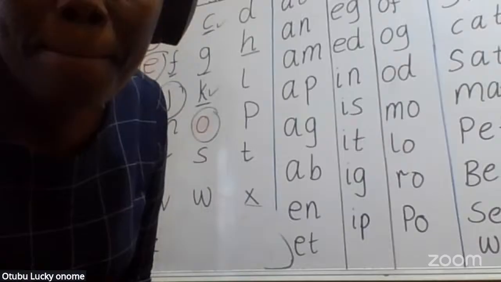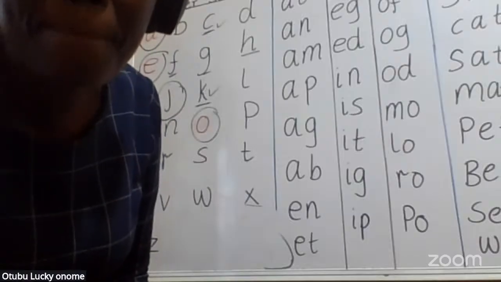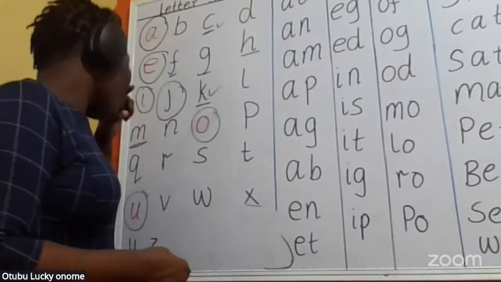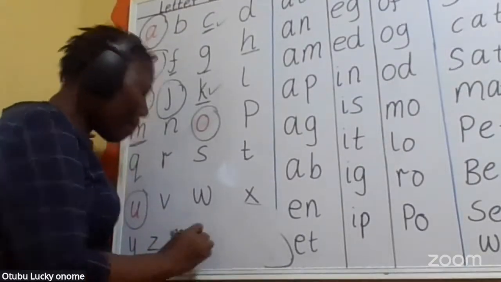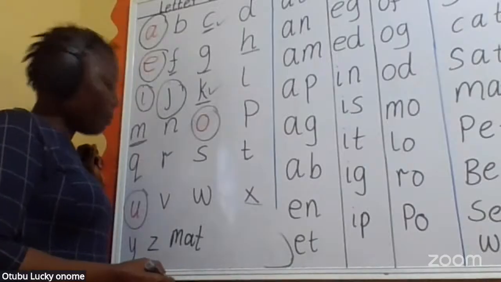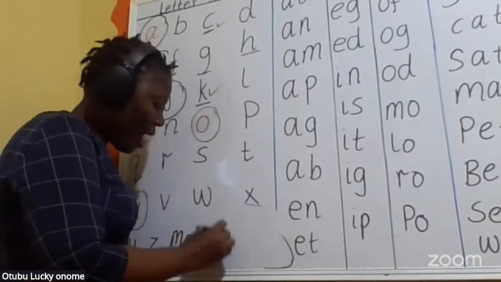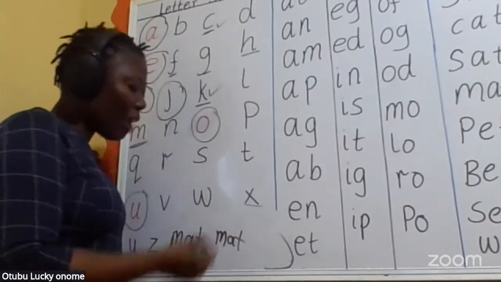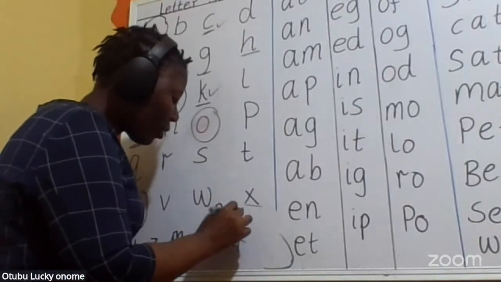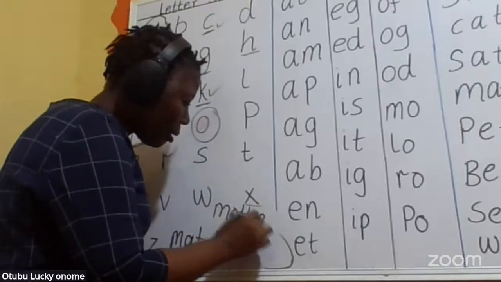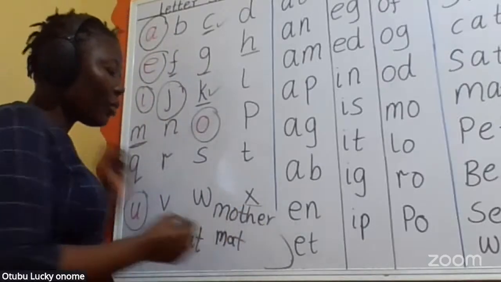Mommy, mother, monkey. Now we have it in words like math, map, and mother.